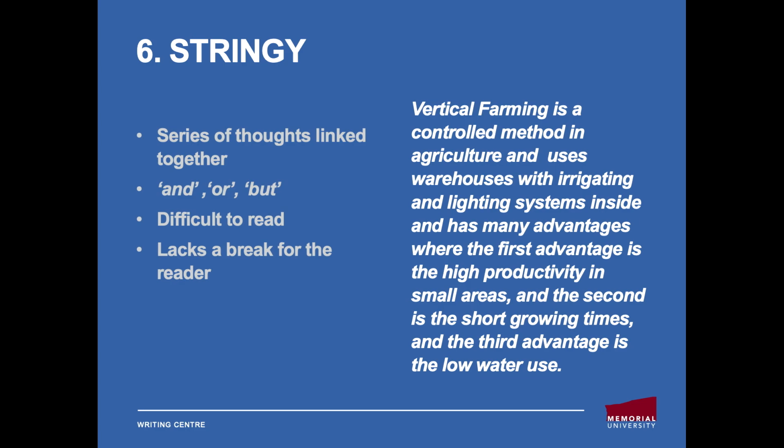Vertical farming is a controlled method in agriculture and uses warehouses with irrigating and lighting systems inside and has many advantages, where the first advantage is the high productivity in small areas, and the second is the short growing times, and the third advantage is the low water use.